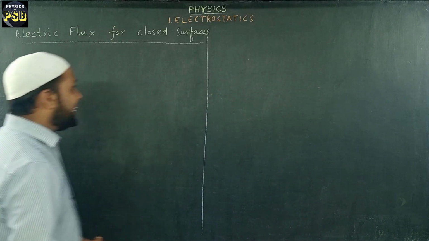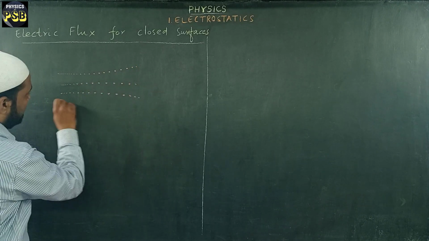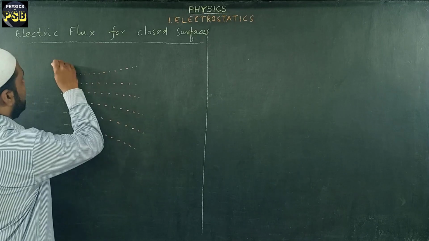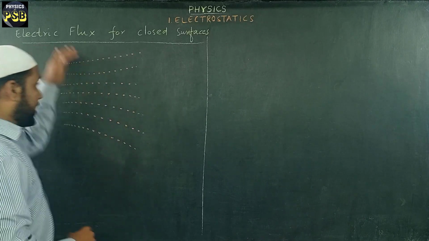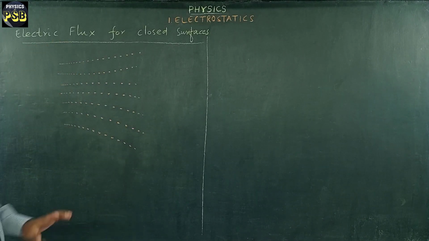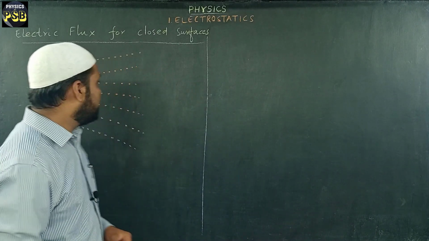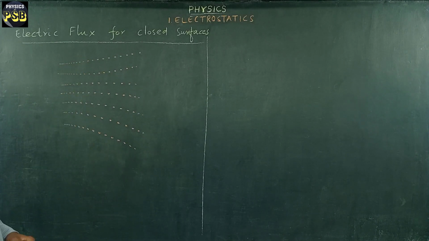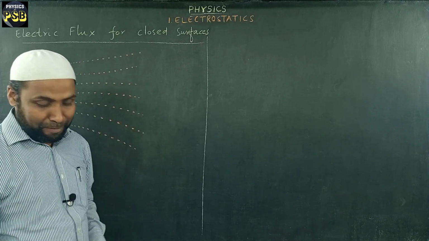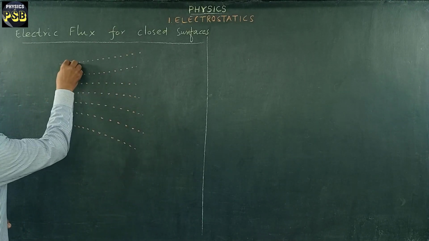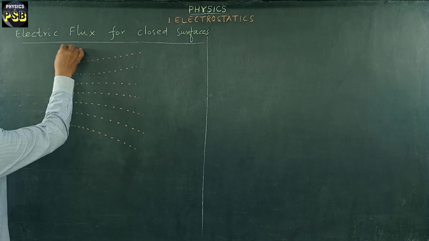For that, I consider this as the non-uniform electric field. We know an electric field in which electric field lines are not parallel is referred to as a non-uniform electric field. Apart from this, the direction and the magnitude of the electric field vary throughout the field. Here, this arrow mark represents the direction of the electric field.